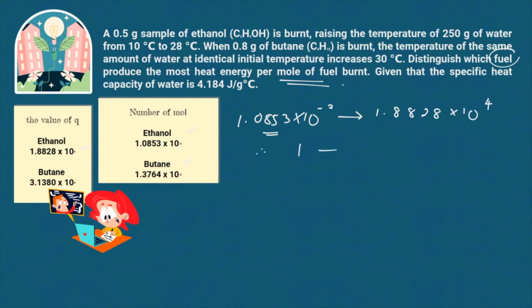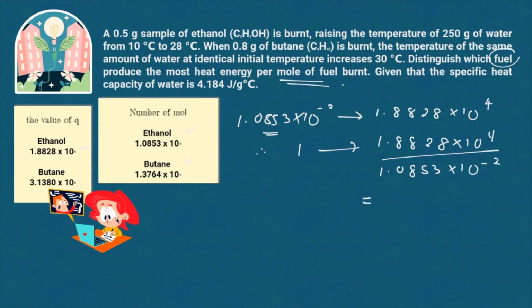Therefore, if you have 1 mole of ethanol, how much energy or Q will you have? So 1.8828 times 10 to the power of 4 divided by 1.0853 times 10 to the power of negative 2. So you should get, for each mole, is equivalent to 1.7348 times 10 to the power of 6.